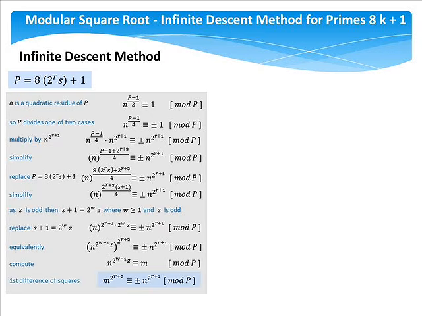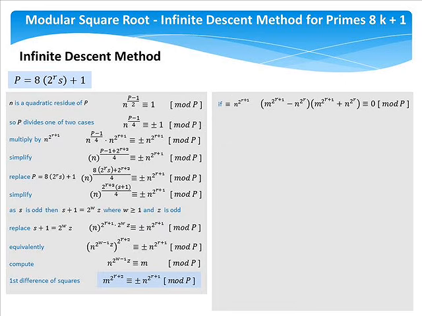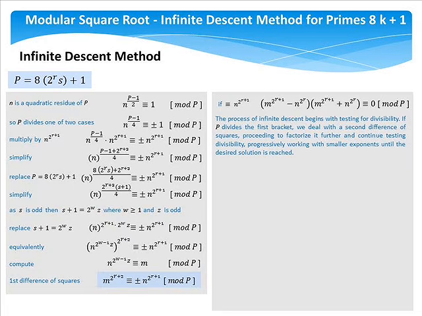If the sign is positive, something we already found in the first step above, we obtain our first difference of squares. If the sign is negative, a sum of squares. If the sign is positive, we can factor that difference of squares. So p must divide one of the two brackets. The process of infinite descent begins with testing for divisibility. If p divides the first factor, we deal with a second difference of squares, proceeding to factorize it further and continue testing divisibility, progressively working with smaller exponents until the desired solution is reached.